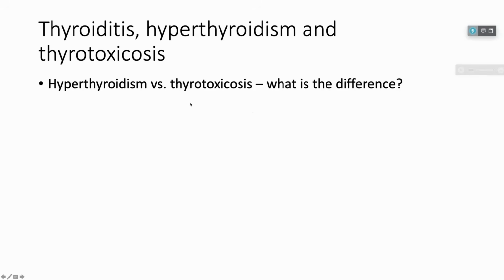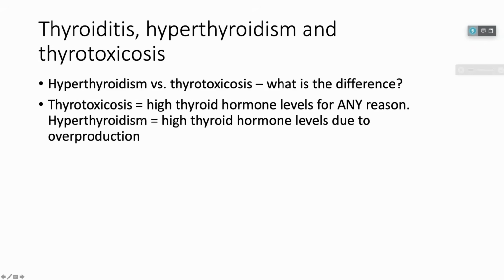Interestingly enough, you were right about hyperthyroidism. Hyperthyroidism means you have high thyroid hormone levels because you're overproducing it. Thyrotoxicosis doesn't mean, oh my God, I'm going to die, like thyroid storm, something crazy like that, but it's actually not. Thyrotoxicosis just means I have high thyroid hormone levels for any reason. So in other words, hyperthyroidism is a specific type of thyrotoxicosis. If I took high exogenous thyroid levels, I would be thyrotoxic, but I wouldn't be hyperthyroid.